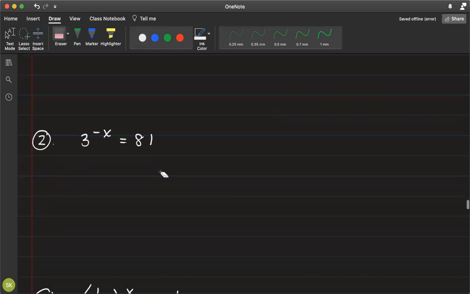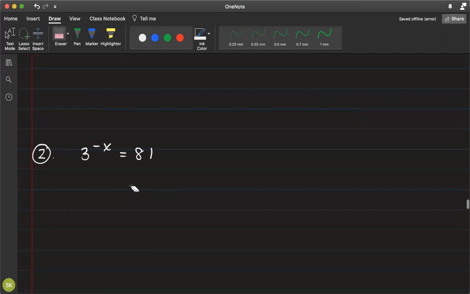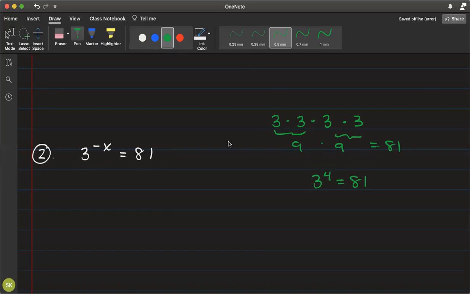Here's our second problem. 3 to the negative x is equal to 81. Now this time I don't have 3 raised to a power over here. But that's okay because I can write 81 as 3 raised to some power. Remember that 3 times 3 times 3 times 3, well this is 9 times 9, which is 81. So in other words, 3 to the 4th is equal to 81.